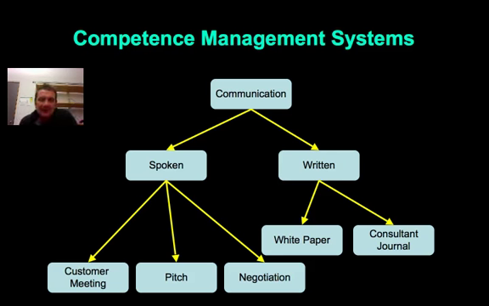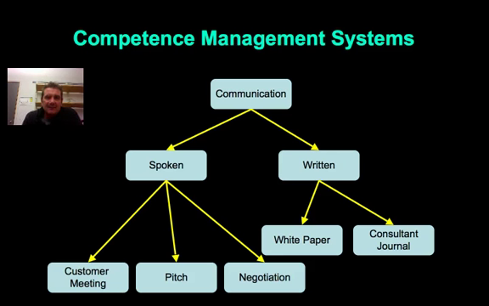This example shows how the communicative skills can be divided into, on the one hand, my competence of spoken language, and then on the other hand, written language. And then for each of those categories, you can come up with a lot of subcategories that are different in nature for spoken communication as well as written communication.